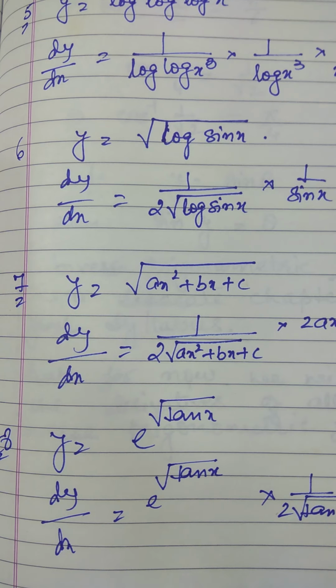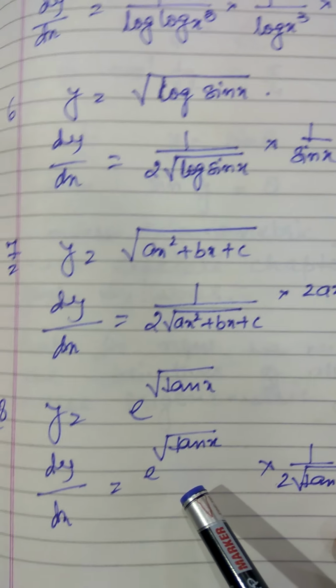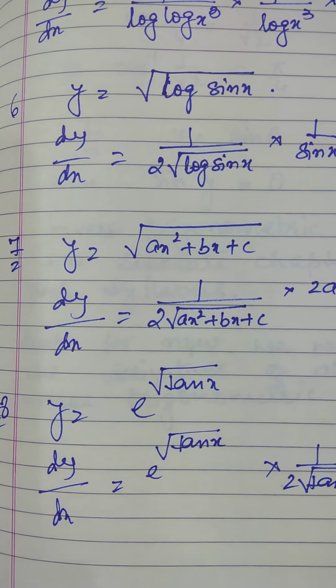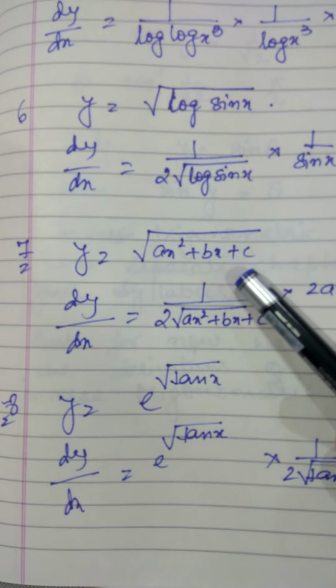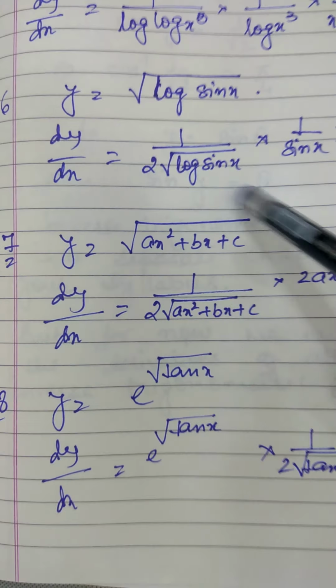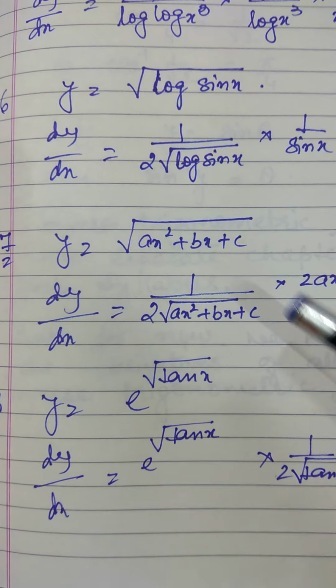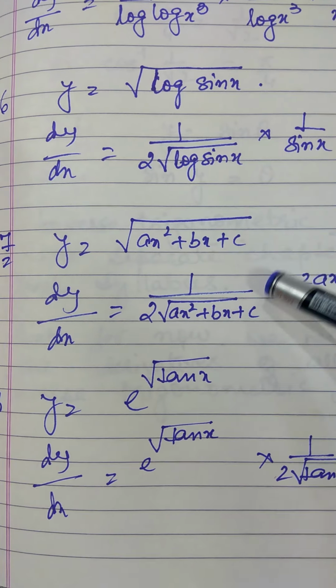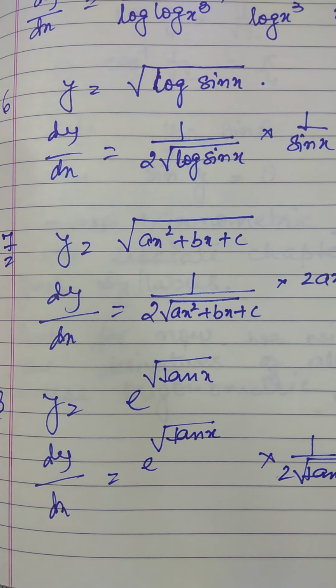Derivative of sine x is cos x. So applying chain rule, we take this. Then let's take one more. y is equal to root ax square plus bx plus c. So dy by dx is, we'll take this as a whole, 1 upon 2 root ax square plus bx plus c, and then the derivative of ax square plus bx plus c, which is 2ax plus b.